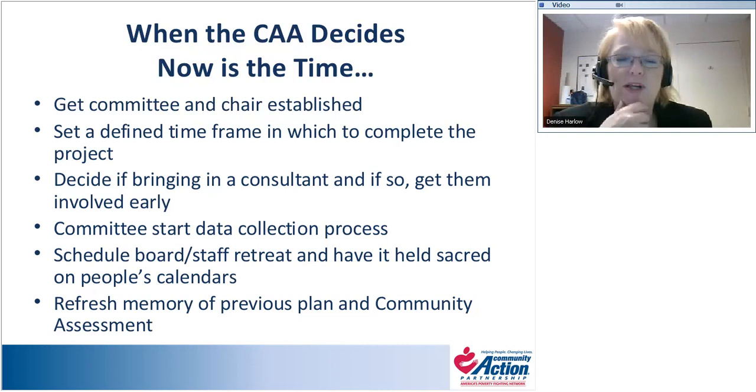Decide that consultant question early. If you are going to use them, involve them early. Help them work with you to design the process. Start that data collection, data gathering process. There are a lot of tools such as Dropbox and others that can allow you now to share resources and files relatively easily amongst both board and staff out in the field.